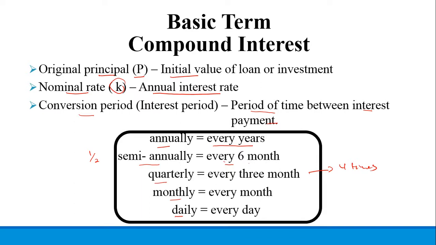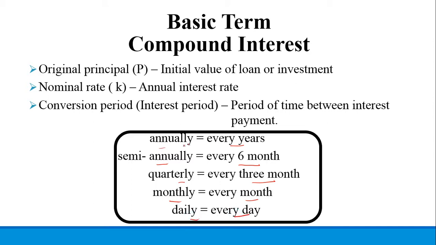There is no difference in the situation between simple interest and compound interest; the difference is only how you calculate the interest. For compound interest, you need to know what annually means. Annually means every year. Semi-annually means every 6 months. Quarterly is every 3 months. Monthly is every month, and daily means every day.